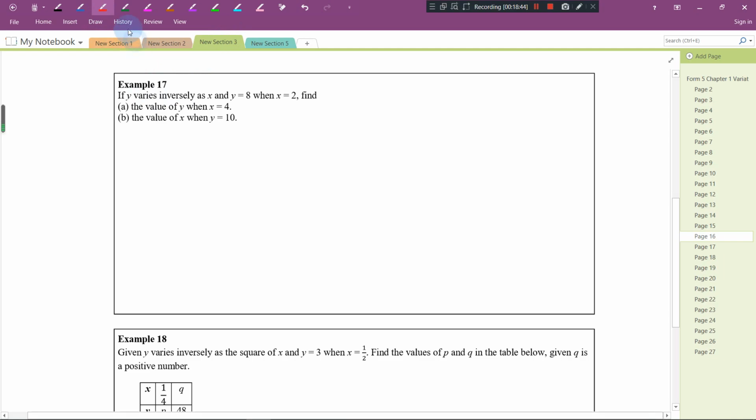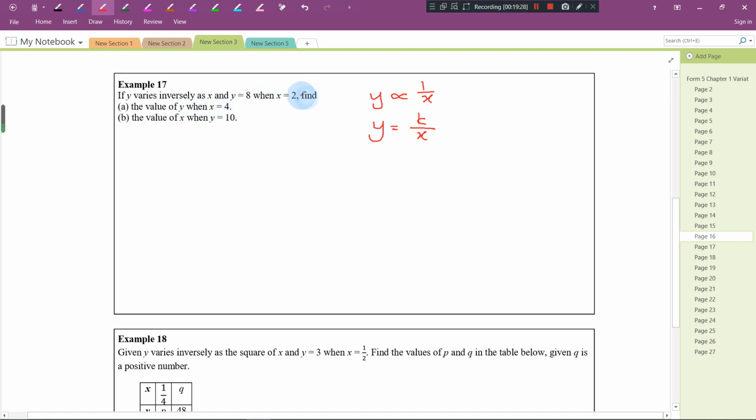Okay, let's look at example 17. If y varies inversely as x, 1 over x. Whenever you see varies inversely, you always write 1 over. If y varies inversely as the square of x, 1 over x squared. If y varies inversely as the cube of x, 1 over x cubed. Okay, so when we want to calculate, we always change this into equation form. Y is equal to k over x. Now, we want to find the value of y when x is equal to 4.